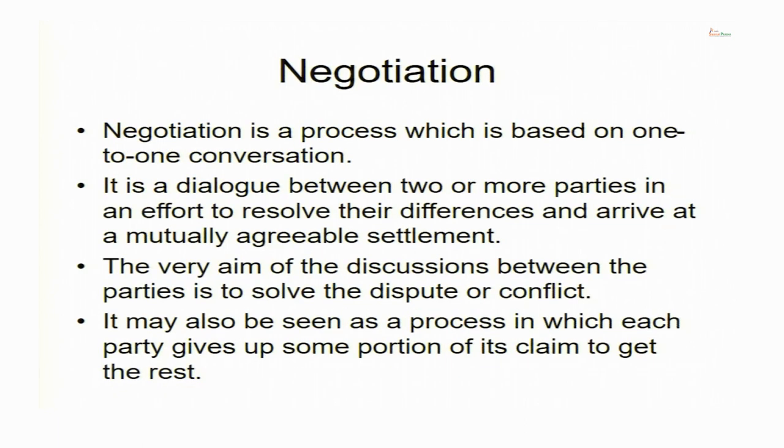The next aspect which I want to discuss is the process of negotiation. Negotiation is a process which is based on one-to-one conversation. We discussed conciliation, which is two parties settling their disputes with the help of a third neutral party. Here, it is one-to-one conversation. There is no third party involved. It is a method of dialogue between two or more parties in an effort to resolve their differences and arrive at a mutually agreeable settlement. The aim of this discussion is to solve the dispute, to solve the conflict.